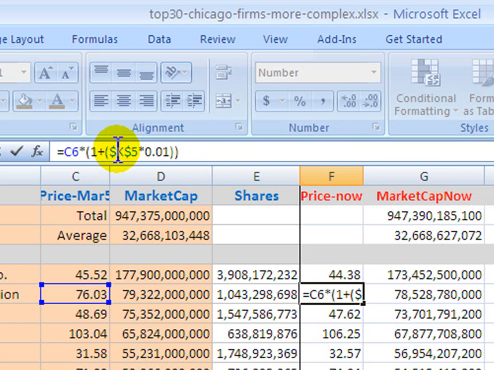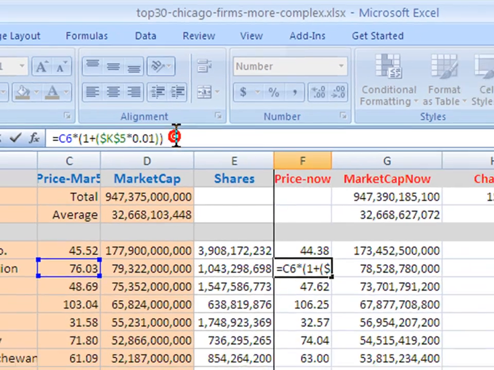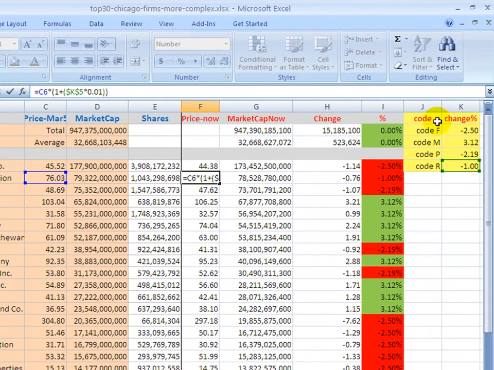The dollar sign in front of either a column letter or a row number means that it shouldn't be changed if I copy this formula from one row to another or from one column to another. This means hold this fixed. And you can see why I need to do that here. These are not moving around the spreadsheet. This value, for example, for code R companies is always found here.